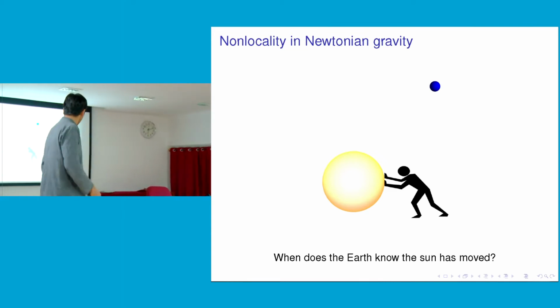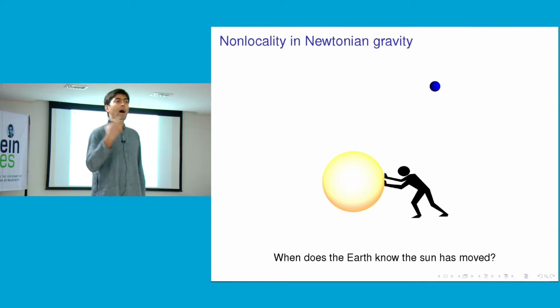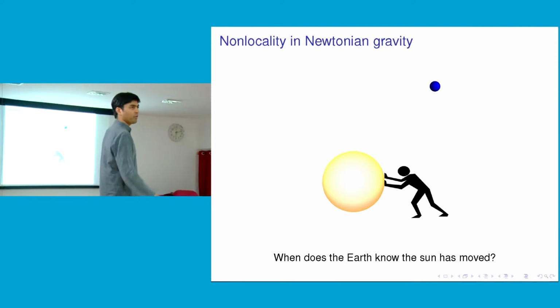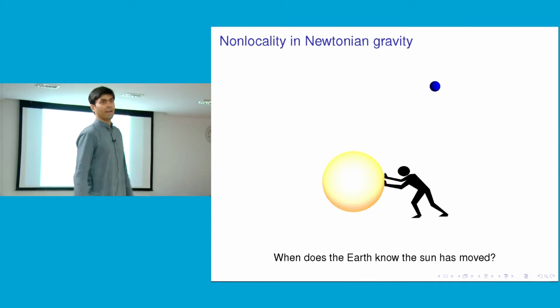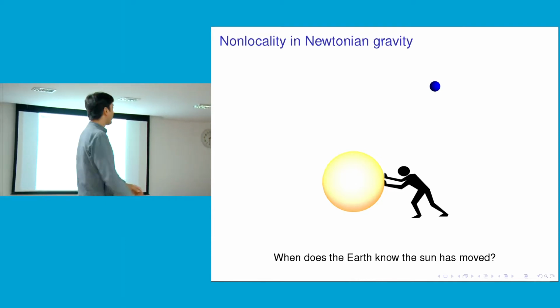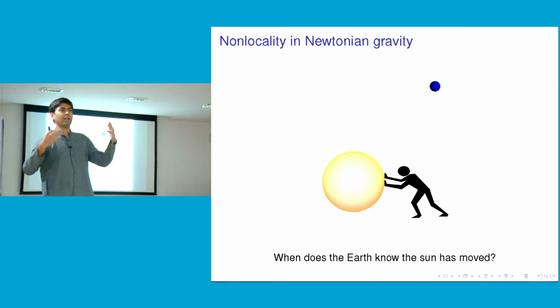Okay? Now, if the Earth did know about it, then that would be a method of sending signals arbitrarily fast, right? Let us say this giant wanted to send a signal to the Earth and did not have time to actually go to the Earth. All he needs to do is move the sun, and when he moves the sun, people on Earth know that the sun has moved.